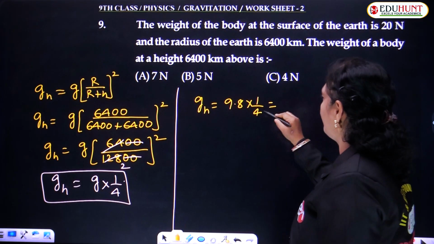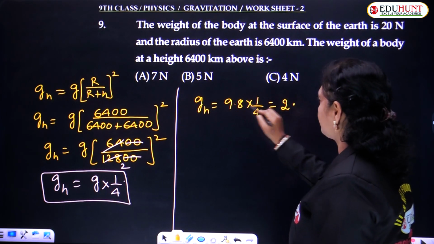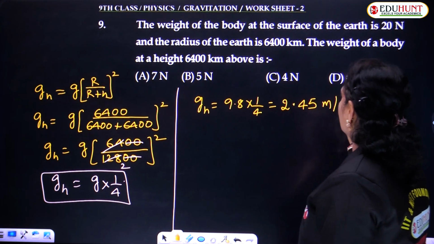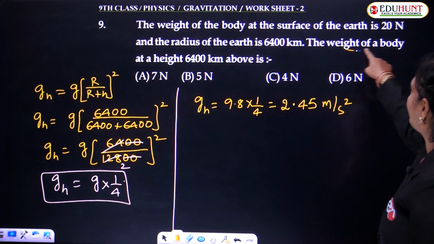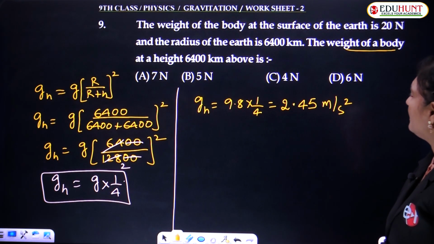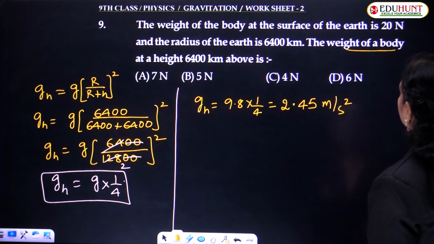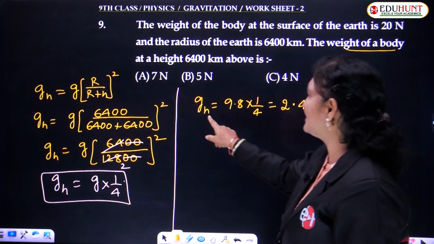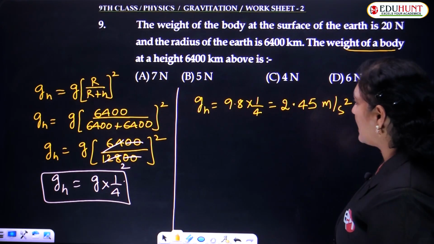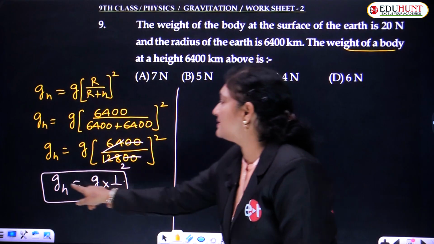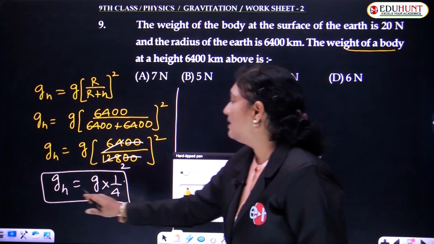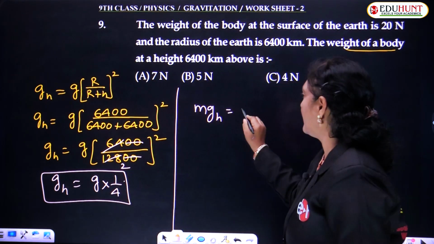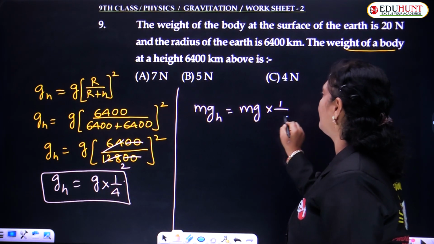And this is found to be 2.45 meter per second square. But here they are asking us to find the weight of the body, not the gravity. So the weight of the body is not taken as gh, it should be taken as mg. So let us multiply this with m to get a proper answer. Multiplying with m, we get mgh, so mg times 1 by 4. This will give you the proper result.